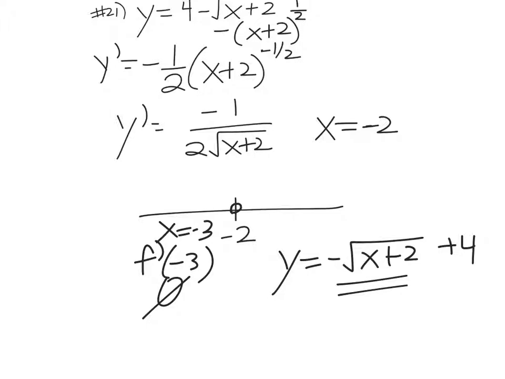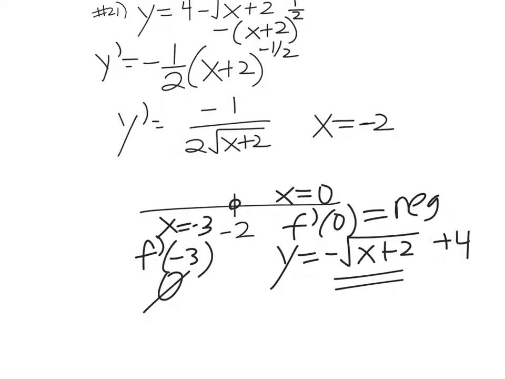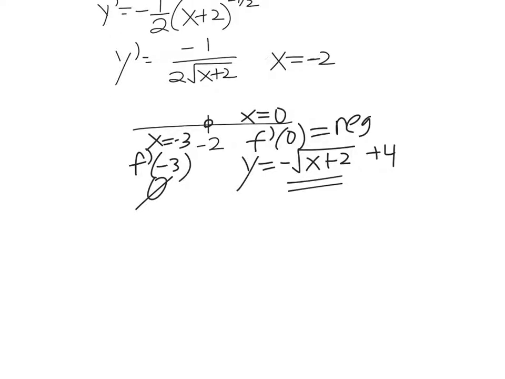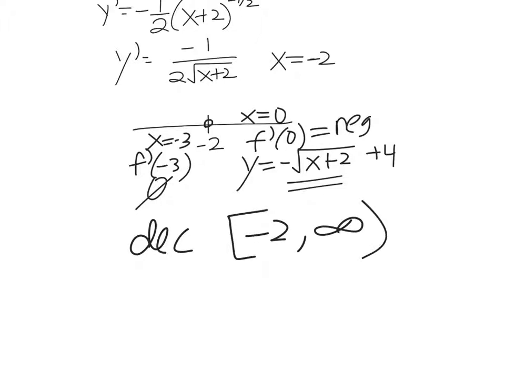Well, let's see. Is it increasing? So let's check it out. Yeah, let's plug in 0. So you plug in 0 and you get... wait, what? F prime of 0 is negative 1 over 2 rad 2. It's a negative 1 up top, negative square root. So it's decreasing, so it's negative. I'll show you the graph in just a minute. So this one is decreasing from negative 2 to infinity.